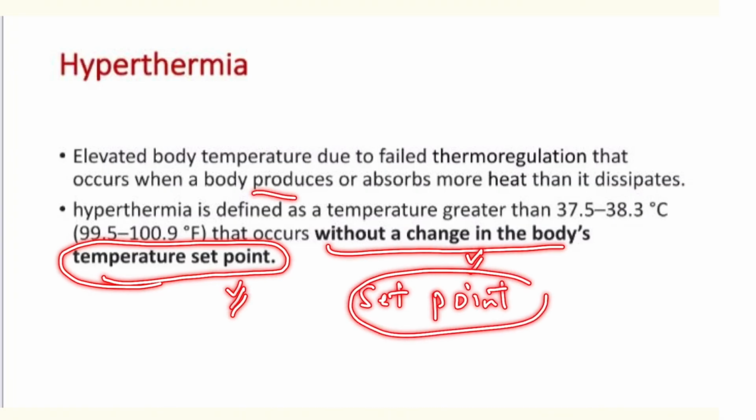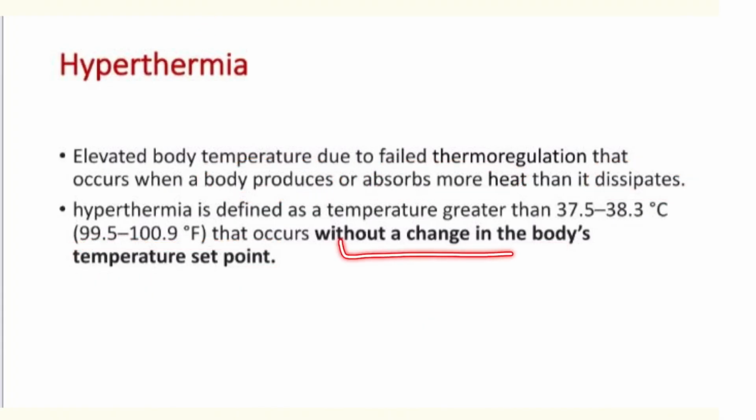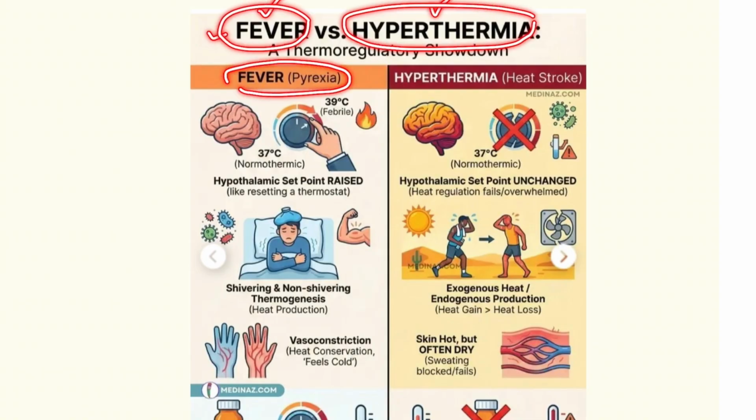Rather, the body will gain more heat. It produces more heat, it absorbs more heat, but it is unable to lose the heat in hyperthermia. So the set point does not change in hyperthermia. This is a very important line, because in fever the temperature set point changes, while in hyperthermia the set point never changes. Very, very important. So these are the differences between fever and hyperthermia. We need to know this because we can be confused between fever and hyperthermia. Fever is also called hyperpyrexia, and the extreme form of hyperthermia is called heat stroke.